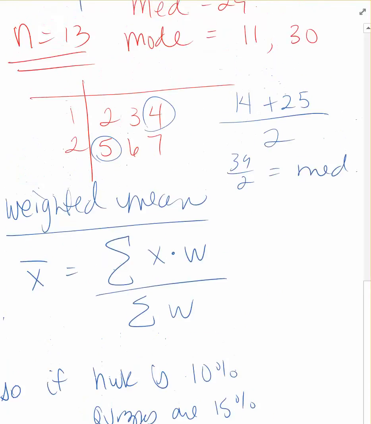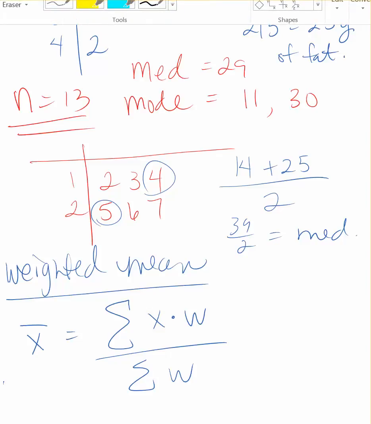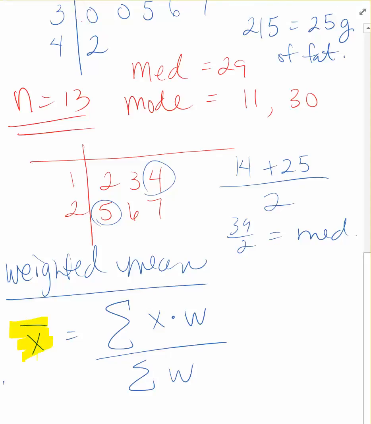Now, the one that seems to stump everybody in 2.3 is a weighted mean. Let's look at the notation for a weighted mean. X bar is our sample mean. And what does this symbol mean? It means to sum up. There's an understood parentheses here. You take each data value times its weight, sum up all those products, and then divide by the sum of all the weights.